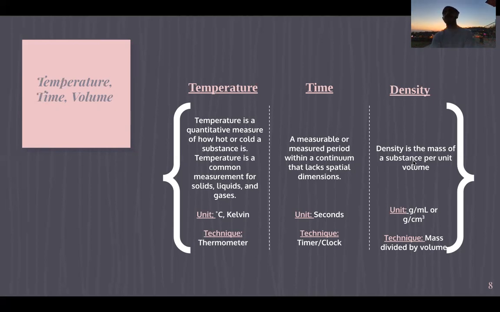And then density is the mass of a substance per unit of volume. Again, we'll get to that because we have a whole lesson on density. And we use grams per milliliter or grams per centimeter cubed. And of course, we just divide the mass by its volume. Pretty simple.